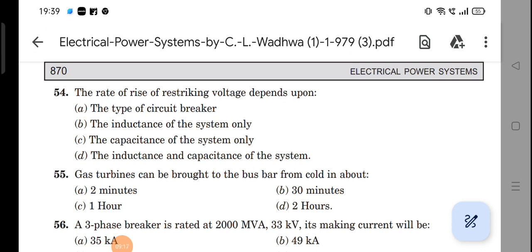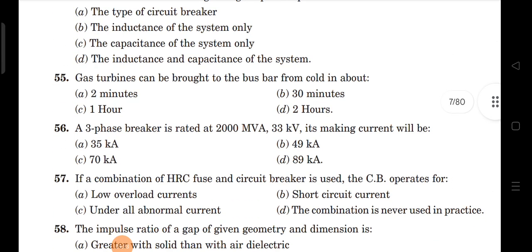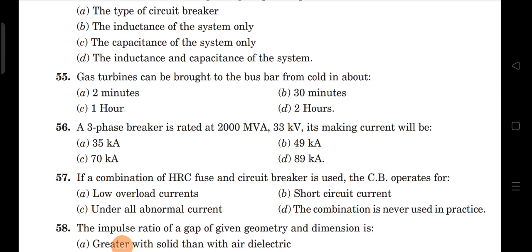Next, a three-phase breaker is rated at 2000 MVA, 33 kilovolts. Its making current will be, okay, the making current formula is 2.55 times of symmetrical current. Making current is equal to 2.55 times of symmetrical current. First we need to calculate symmetrical current. First, from the given problem, what is given? Rating is given, that is S is given, right? Next, line voltage is given, VL.